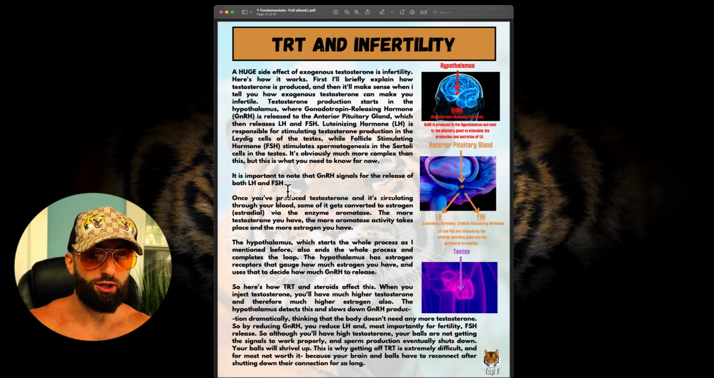Sperm production eventually shuts down, and this is why getting off TRT is extremely difficult, and for most, not worth it once you've been on it a certain amount of time, because your brain and balls have to reconnect after shutting down their connection for so long.